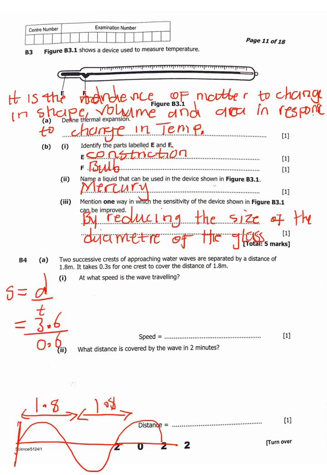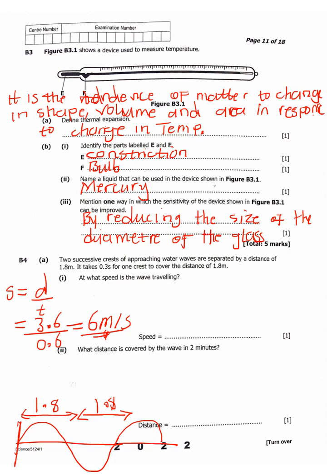So 0.6 into 3.6, we get 6. So it's 6 meters per second. So for every second, a distance of 6 meters is covered. Okay, now let's move on to question 2. What distance is covered by the wave in 2 minutes?